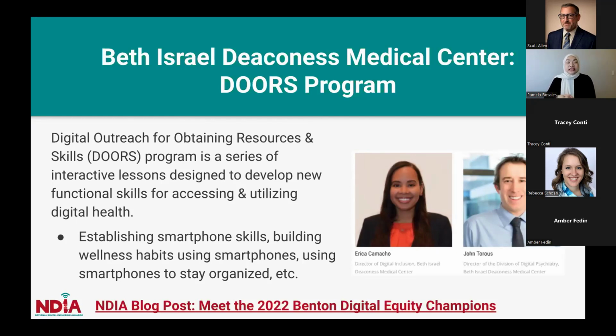And they also used a digital navigator program to train their clinical staff on skills like providing a basic understanding of using smartphone tools, basic technology troubleshooting, like how to fix internet connection issues, or what to do if you have a lack of storage space but you need to upload or download a new app, and then also engagement strategies with patients through the app. I'm going to share more information about their DOORS program in the chat.